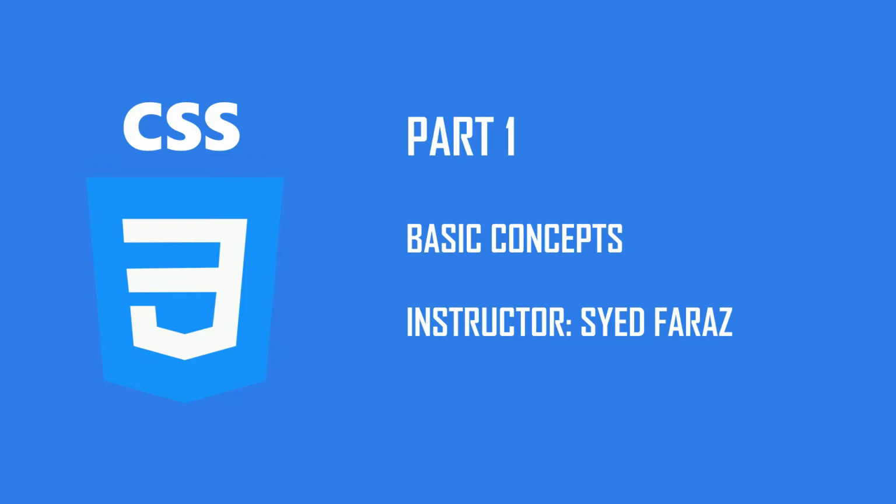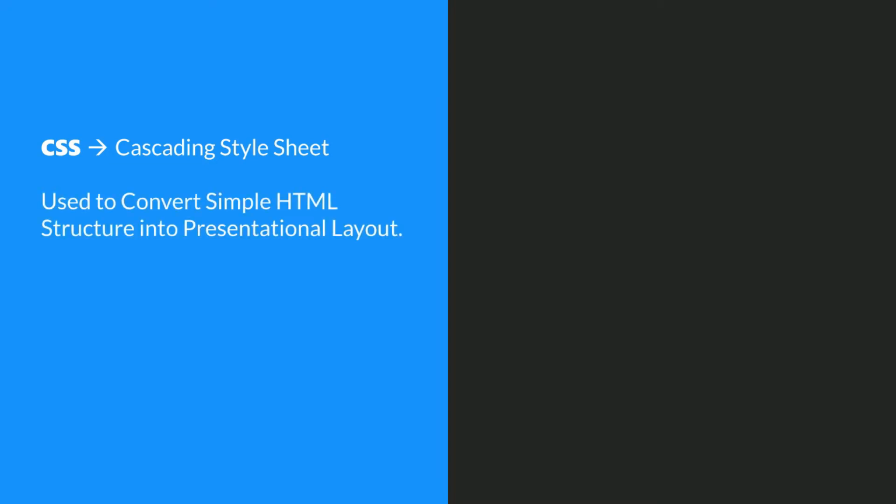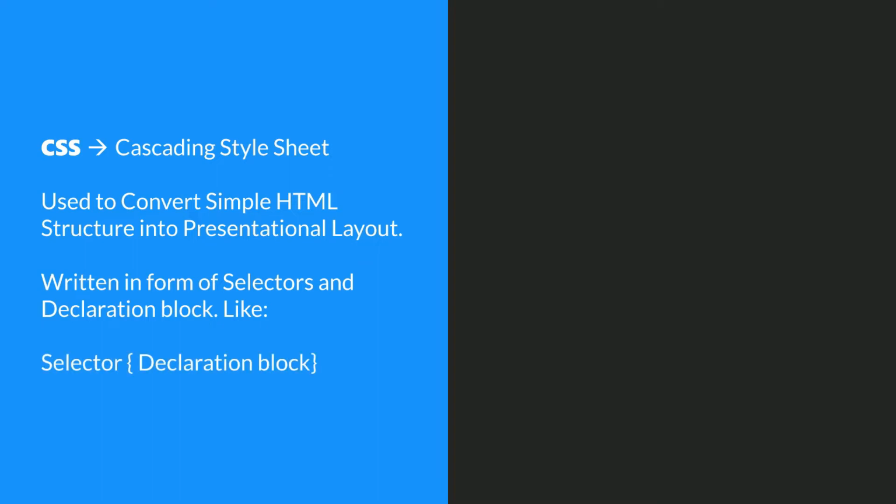Welcome to CSS3 course. In this part 1, we are going to learn about some basic concepts of CSS. As you should know, CSS stands for Cascading Style Sheet, used to convert simple HTML structure into presentational layout, written in form of selectors and declaration block, like selector, curly braces, declaration block.